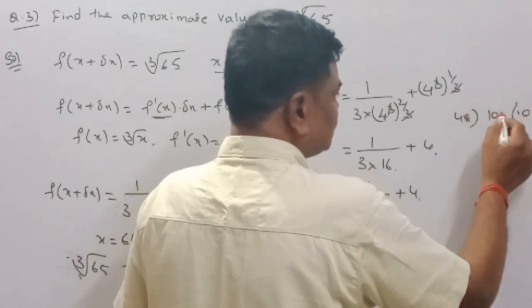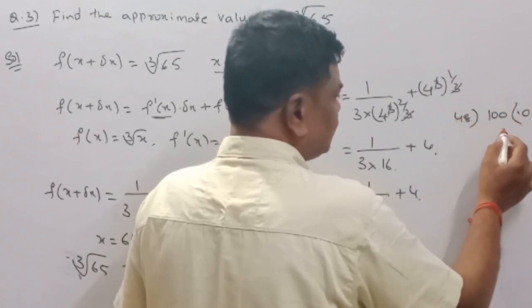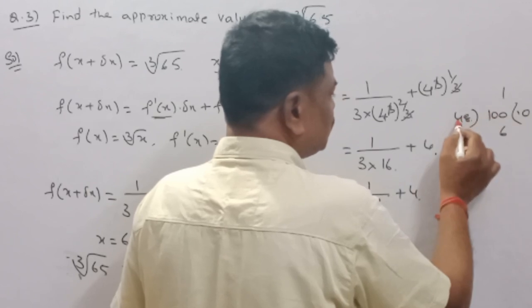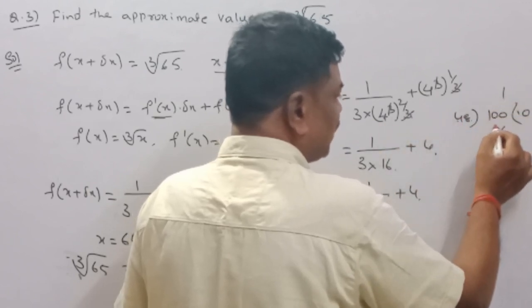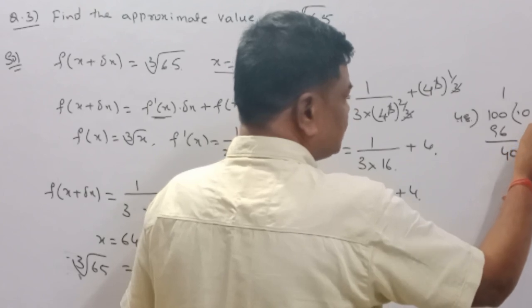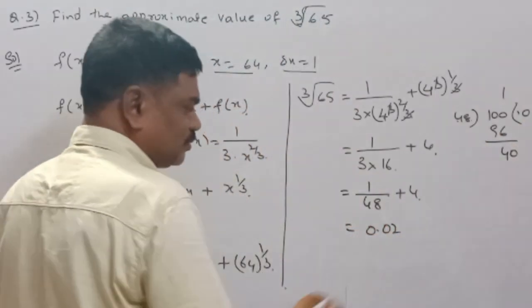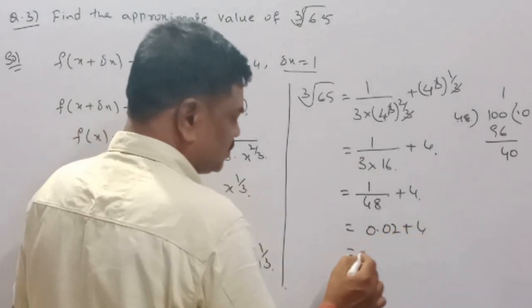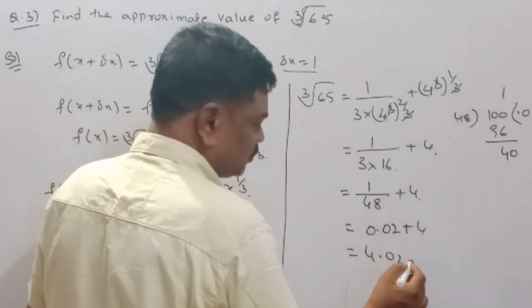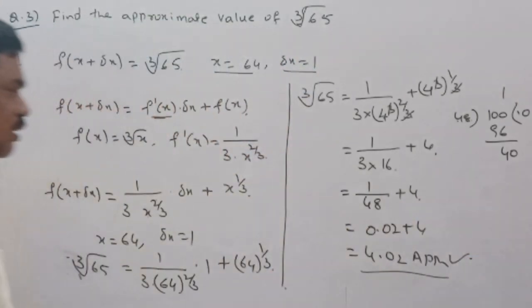1 by 48 is approximately 0.02. Approximate value plus 4 is equal to 4.02 approximate value. Okay, all of you, this is the answer. That's all. Thank you.